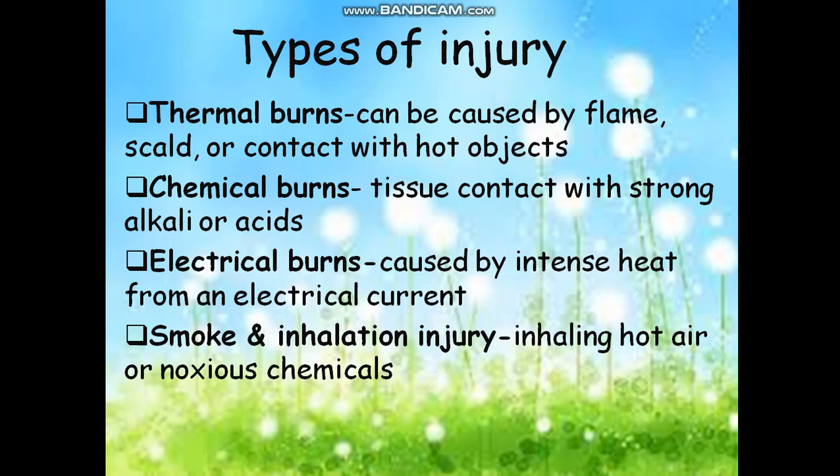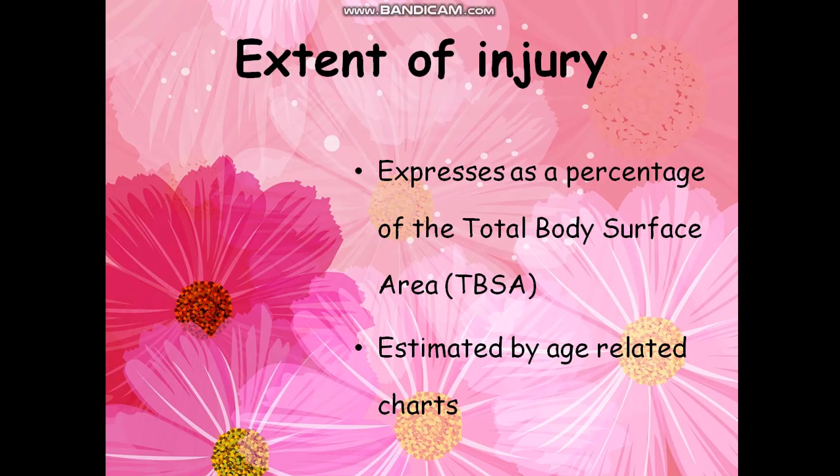Coming to the second classification, that is according to extent of injury, which is expressed as a percentage of the total body surface area estimated by age-related charts. Extent of injury always depends on the total body surface area as well as the age group. It can vary according to age. It differs for a newborn or an infant when compared with the adolescent age group. We can deal with that in detail. That is total body surface area.